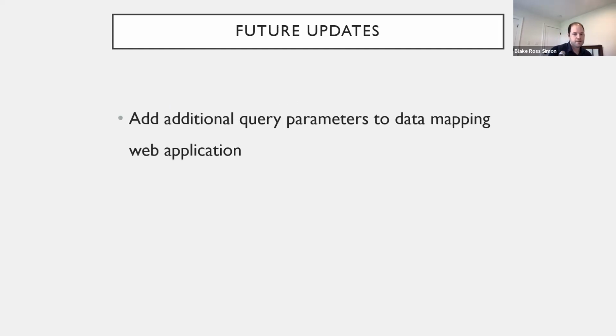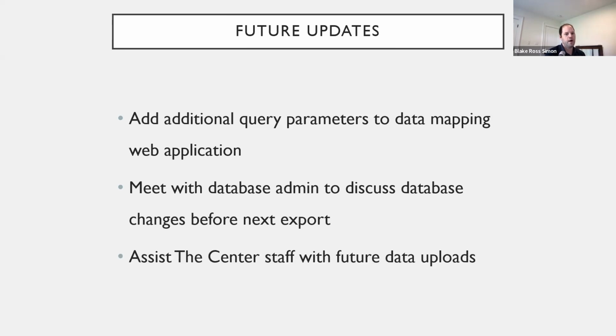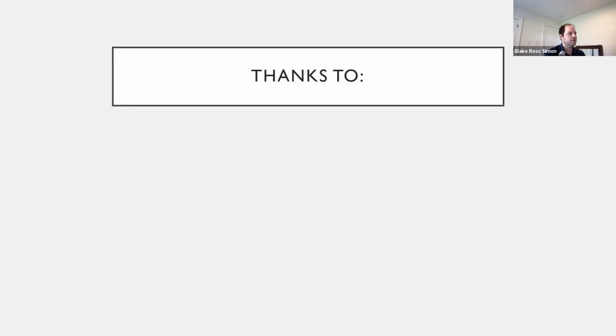And future updates: additional query parameters can be added to the web mapping application. I'm going to try to meet with the university's database administrator to see if somehow they can add domains to the current entry portal they use. That way, instead of just typing in text values and having many different types of values, only the correct values will be selectable. And also, I'll be assisting the center staff with future data uploads.